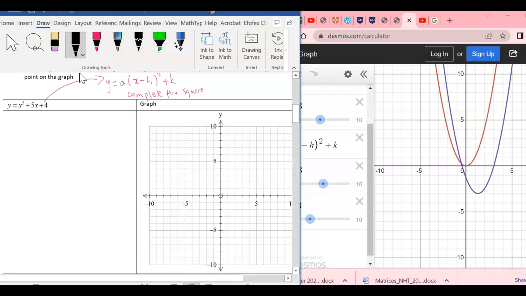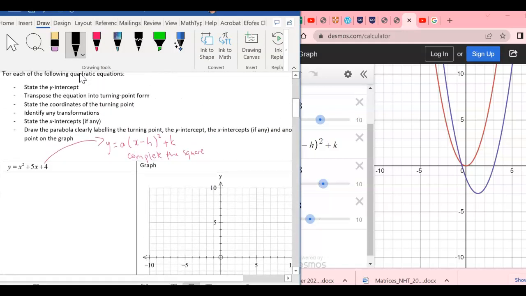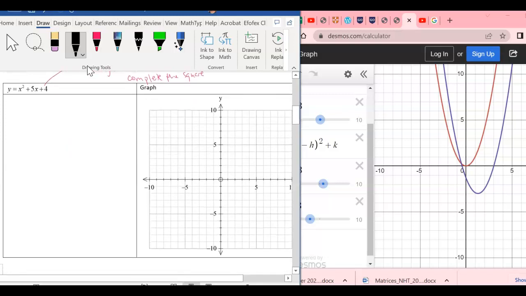All right, so the very first dot point in our list of things we need to do is find the y-intercept. So remember, your y-intercept is when x equals 0. So when it's in expanded form, if we substitute 0 into this expression, we're going to get y equals 4. So the coordinates of your y-intercept are 0, 4.